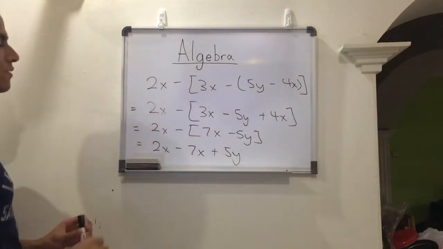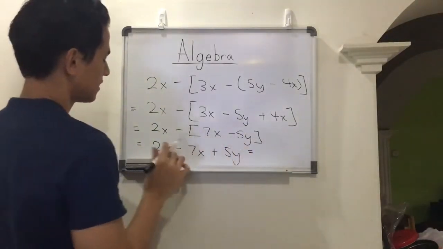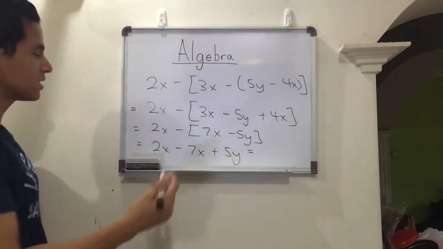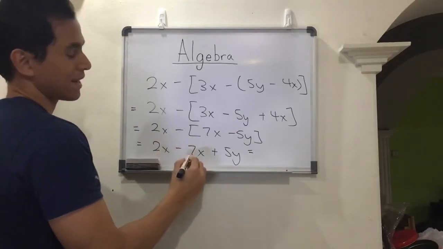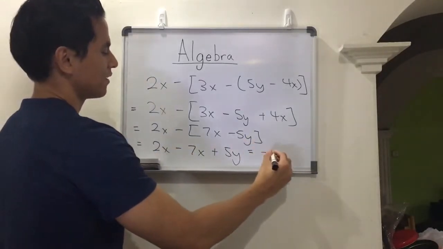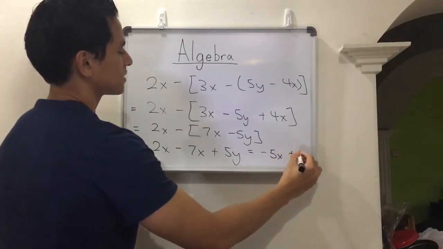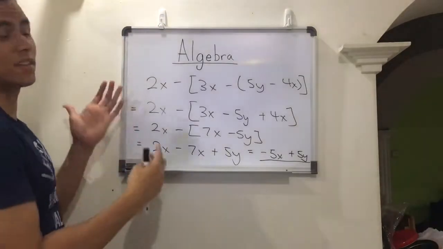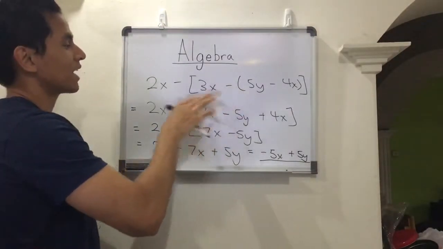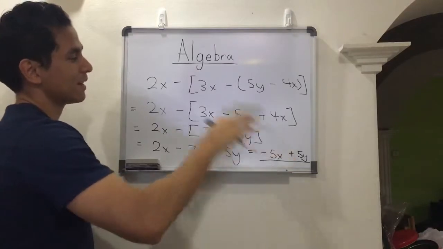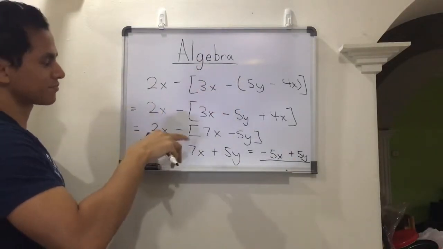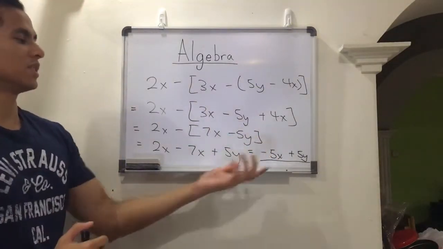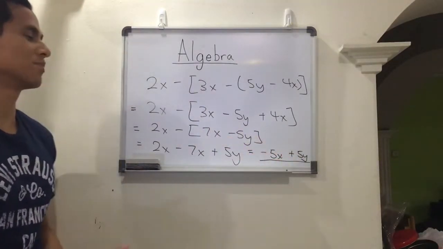And now, finally, this part here can be simplified further, and I'll write the answer here as I'm running out of space. So 2x minus 7x will give us negative 5x plus 5y. So this is the final answer. As you can see, we've gone from a bracket within a bracket and 4 terms all the way to expanded it out and then simplified it and gotten this final answer, which is much easier to interpret.